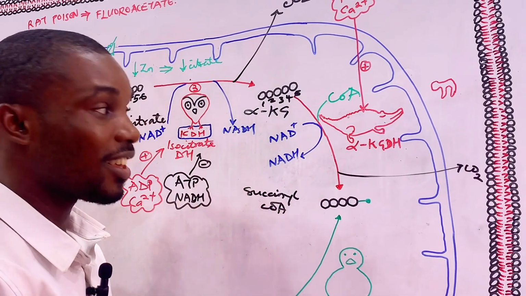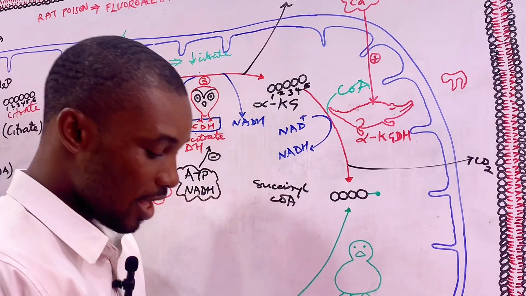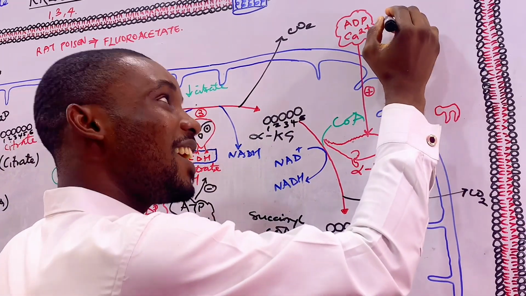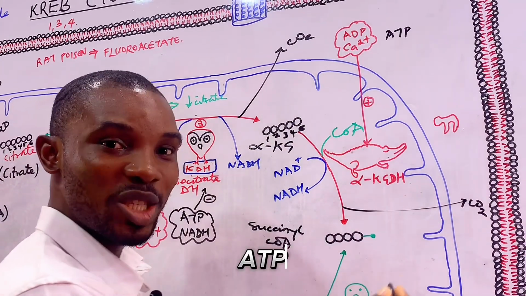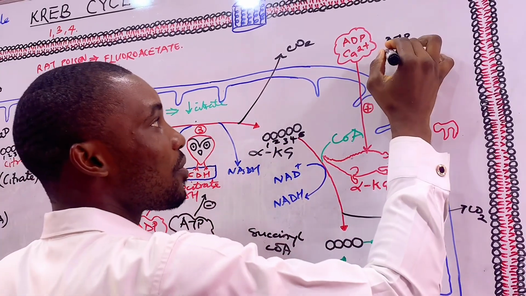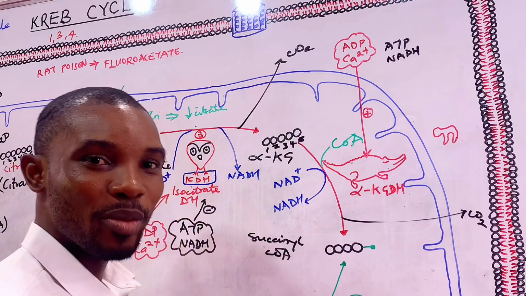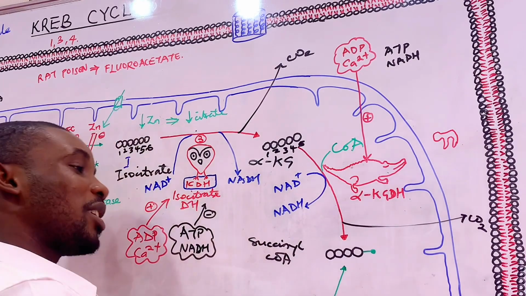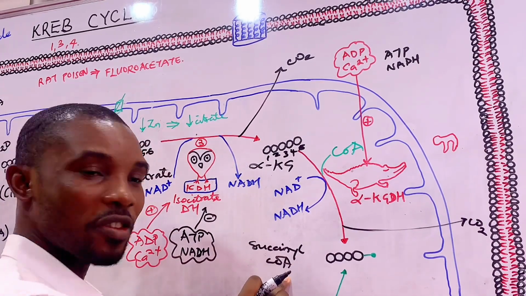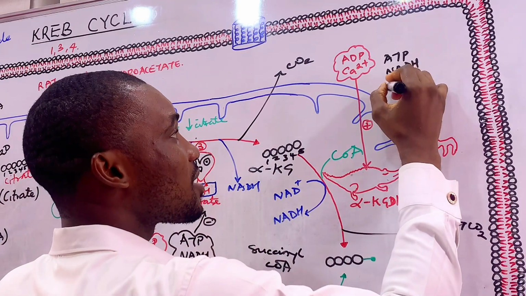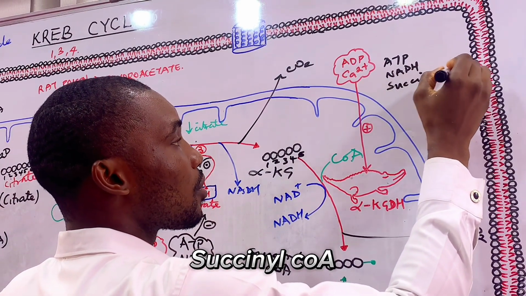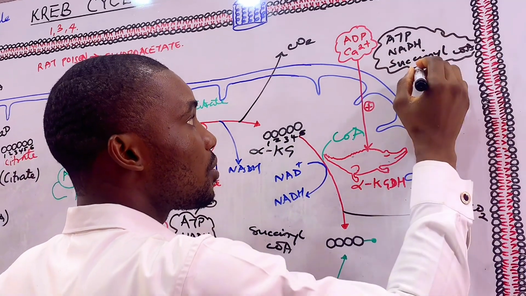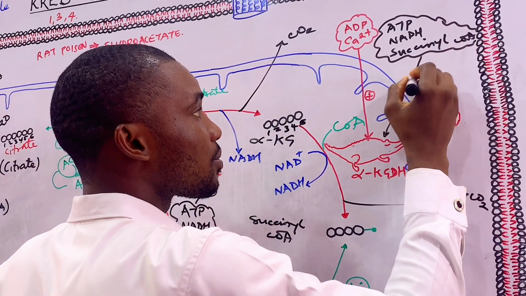Now, how about the inhibitors? The inhibitor of this enzyme would be ATP, right? ATP would inhibit it. What else can inhibit it? NADH. What else can inhibit it? One more, apart from these. Succinyl CoA. Okay, so it's inhibited by its product. Some sort of negative feedback, right? Succinyl CoA. All right. So these are the inhibitors.